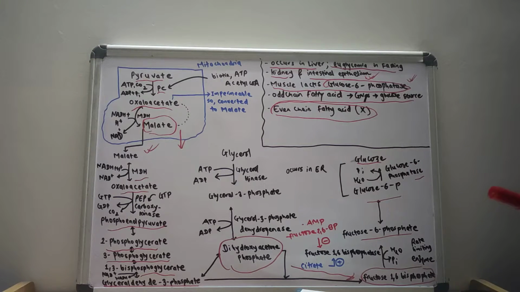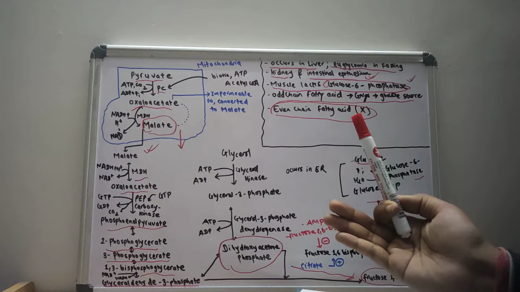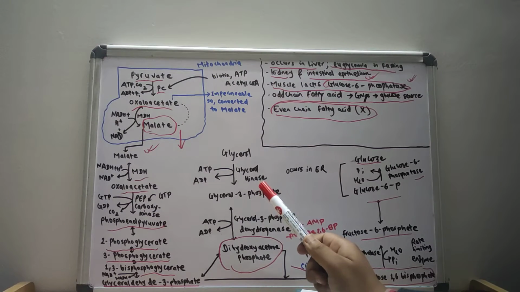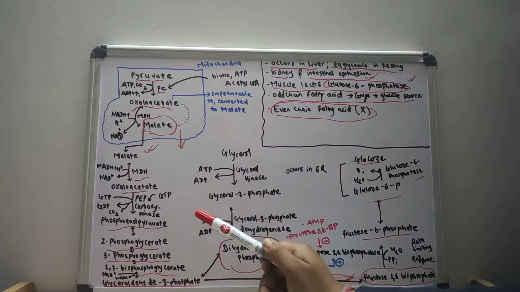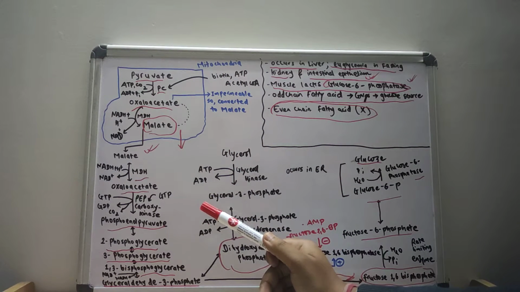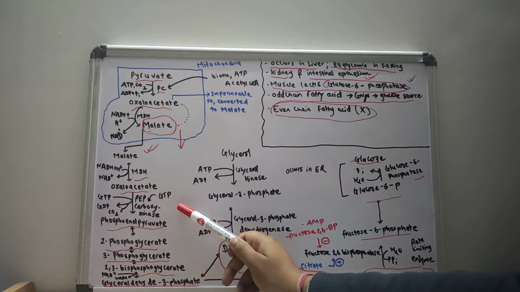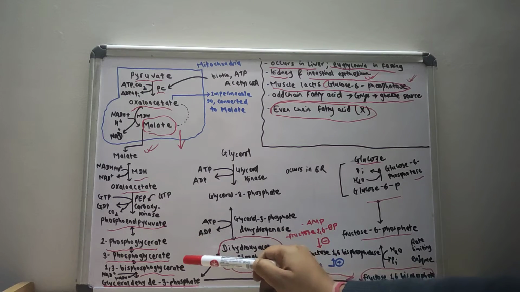So again I am going to revise it. The pyruvate in the mitochondria is converted to oxaloacetate by the help of the enzyme pyruvate carboxylase, and oxaloacetate is impermeable to mitochondria, so it is converted to malate with the help of the enzyme malate dehydrogenase. The malate is transferred to the cytosol, and malate is again converted to oxaloacetate by the help of the enzyme malate dehydrogenase. The oxaloacetate is converted to phosphoenolpyruvate with the help of the enzyme phosphoenolpyruvate carboxykinase. And phosphoenolpyruvate is converted to 2-phosphoglycerate. Then it is converted to 3-phosphoglycerate, then to 1,3 bisphosphoglycerate, and again 1,3 bisphosphoglycerate is converted to glyceraldehyde 3-phosphate.